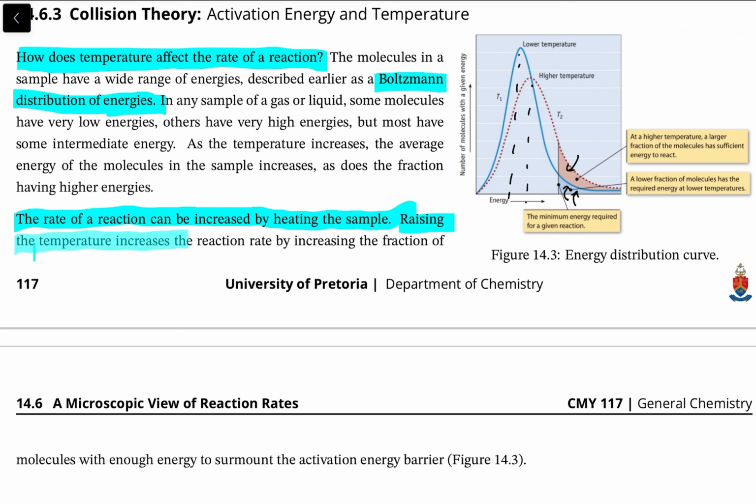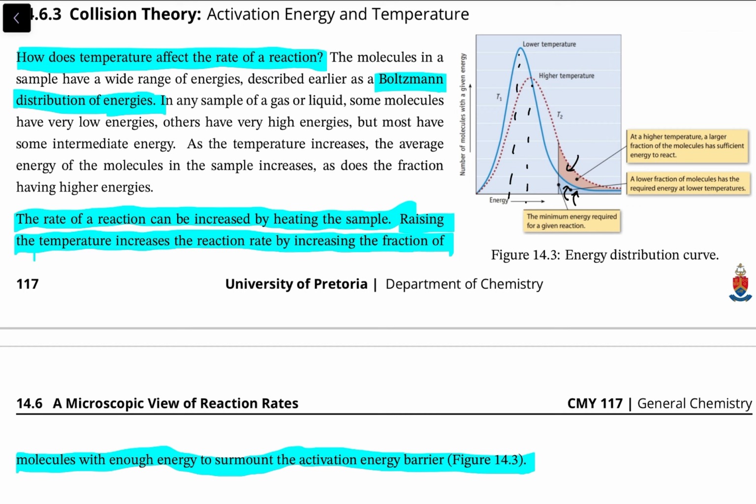Raising the temperature increases the rate by increasing the fraction of molecules with enough energy to surmount the activation energy barrier. So it's all about the temperature. It doesn't lower the activation energy, it just increases the average energy of the molecules. So we give the molecules enough energy to collide with each other to overcome the activation energy. All right, very important distinction.